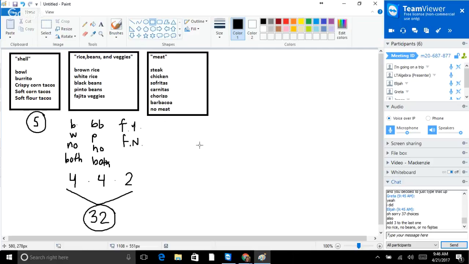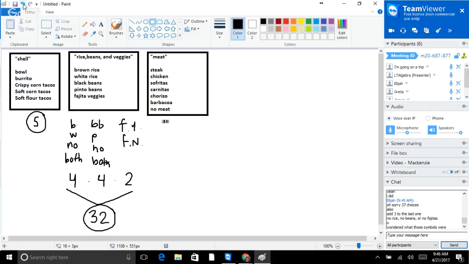All right. Elijah, we did get the no choices on the last one. So here we have no rice, no beans, and no fajita. So we got that one covered. Brown, white, no, both. Black beans, pinto beans, no beans, both beans. Fajitas, yes, and fajitas, no. Totally clear, right? So at a minimum, we agree that there's 7 choices for a meat.